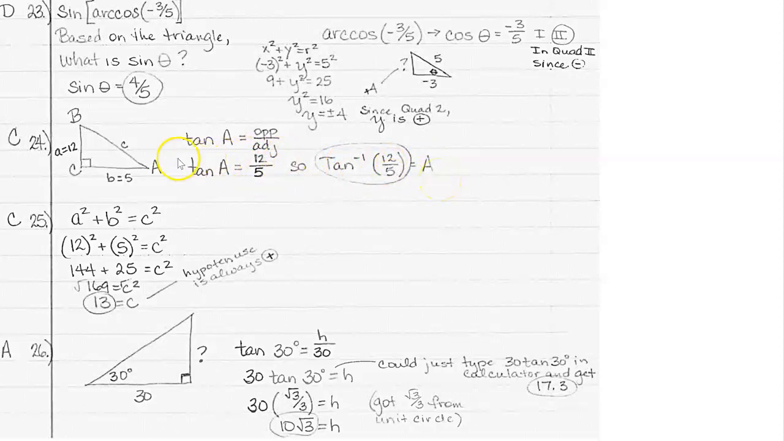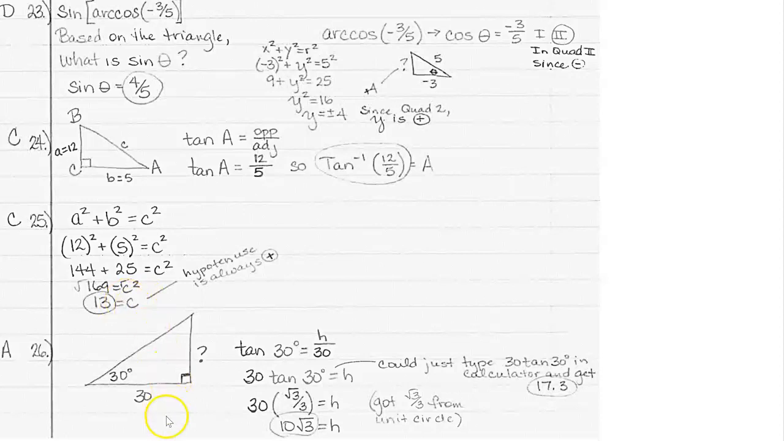All right, then for 25, we just need to do Pythagorean theorem here to find the value that we need. So we know that A is 12 and B is 5, so we can do Pythagorean theorem and figure out that our hypotenuse C is going to be 13. And because it's a hypotenuse, remember that the hypotenuse and the radius are always positive.